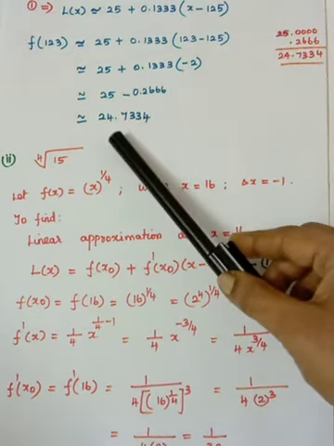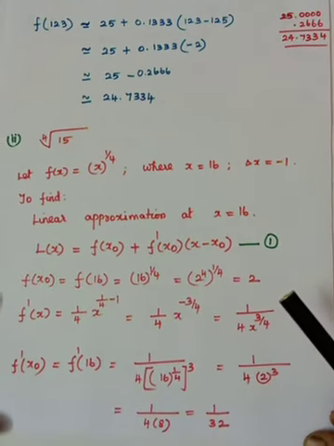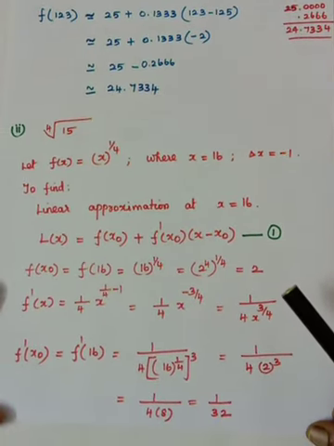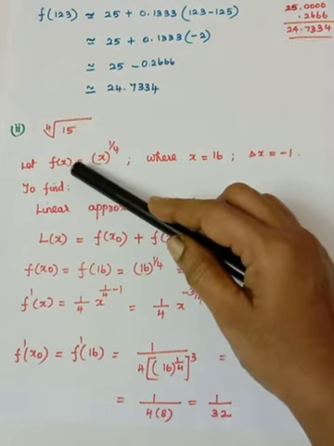So if you subtract, you will get 24.734. Okay, now we are going to the second subdivision. What is the second subdivision given? It's the fourth root of 15. Okay, so first we have to take the function.